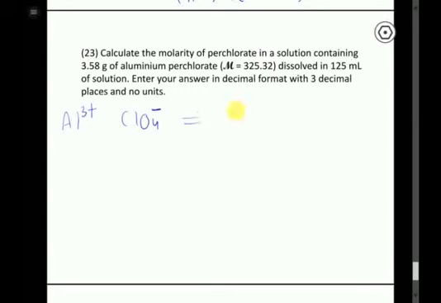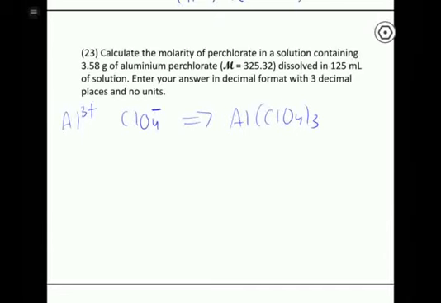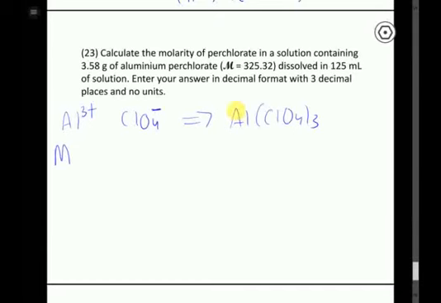So that means for the formula for this compound, we need 3 of our anions to balance charge. It's going to be Al(ClO4)3. So in this compound, we have 3 perchlorate anions per formula unit, and that relationship is going to be important. What we're looking for is the molarity of perchlorate. So we need the moles of perchlorate divided by the liters of solution. That's the definition of molarity.